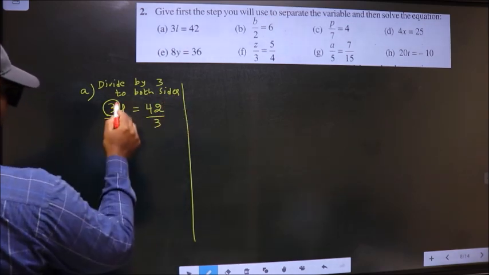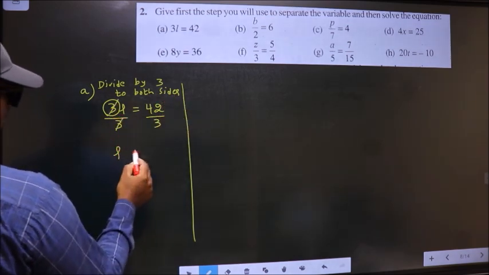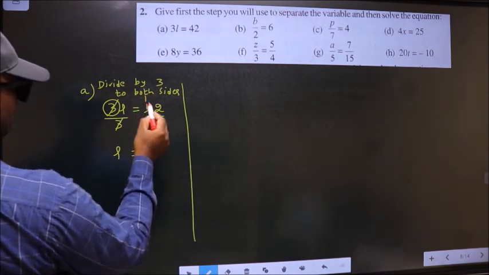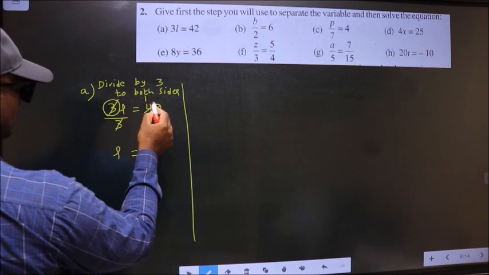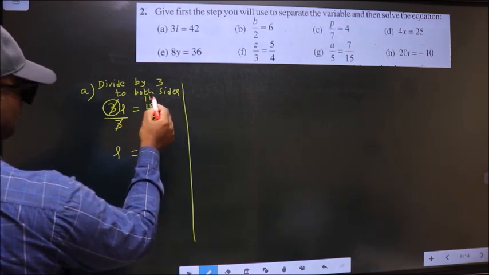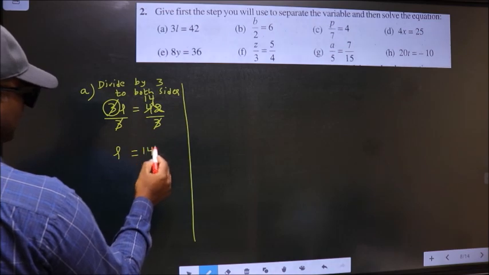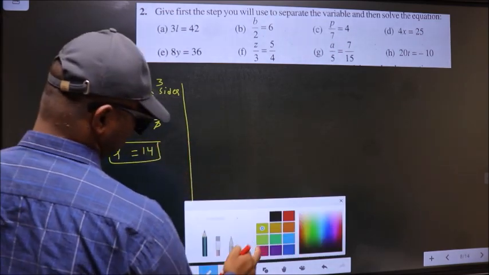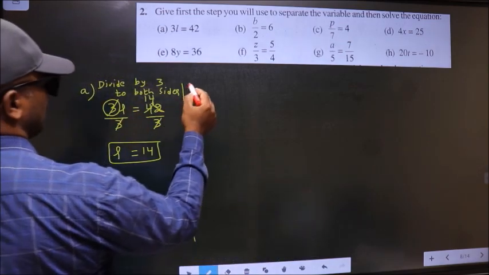Okay. Now this 3 cancel out, here L, and here 3 ones 3, 4 minus 3, 1 carried forward, 12. When do we get 12 in 3 table? 3 4s 12. So we got L equal to 14. Next, B.